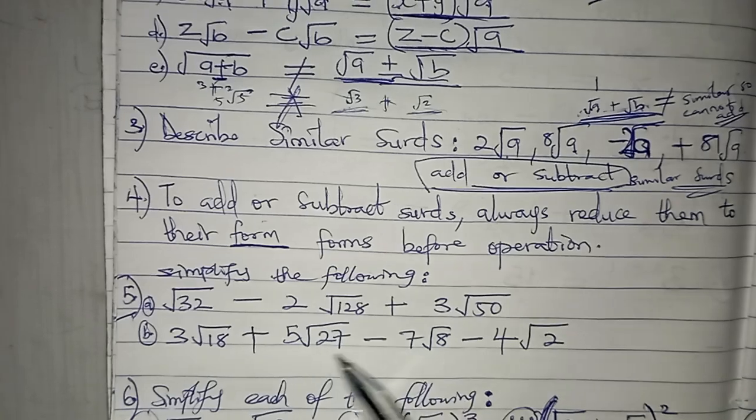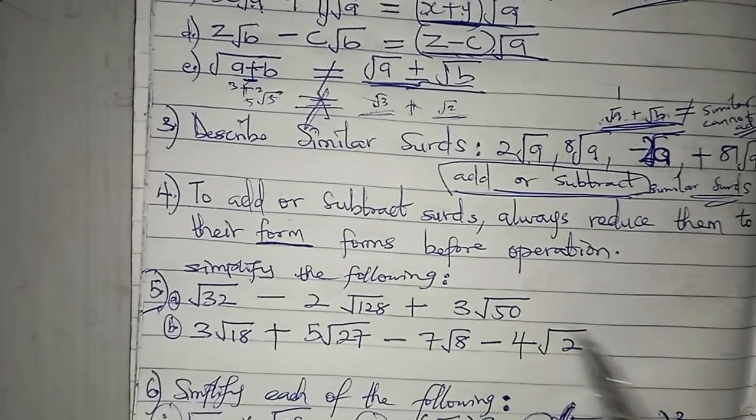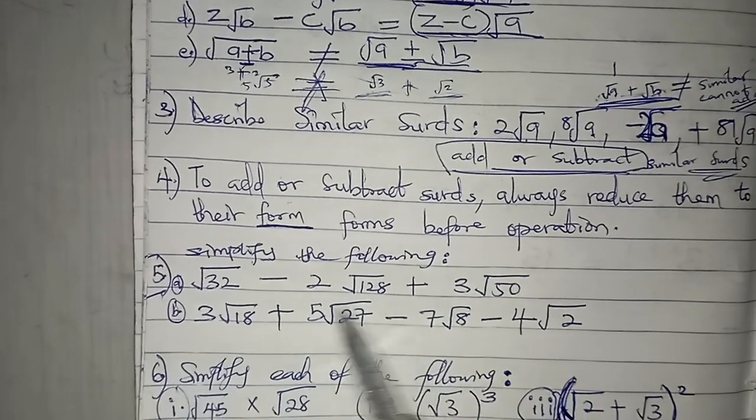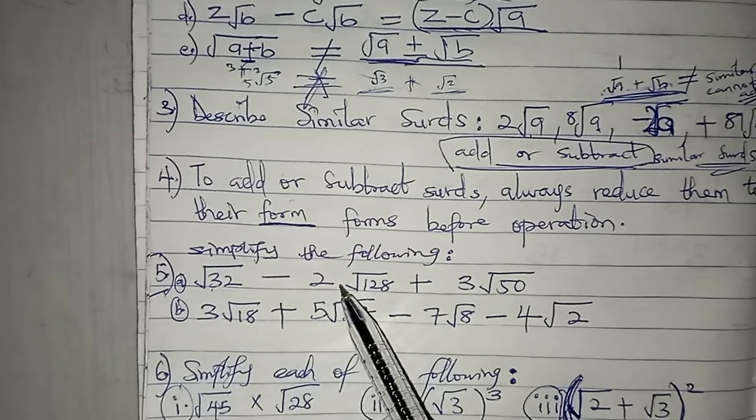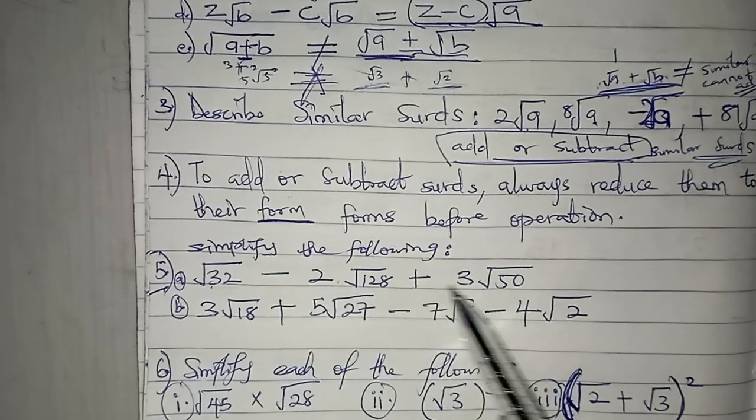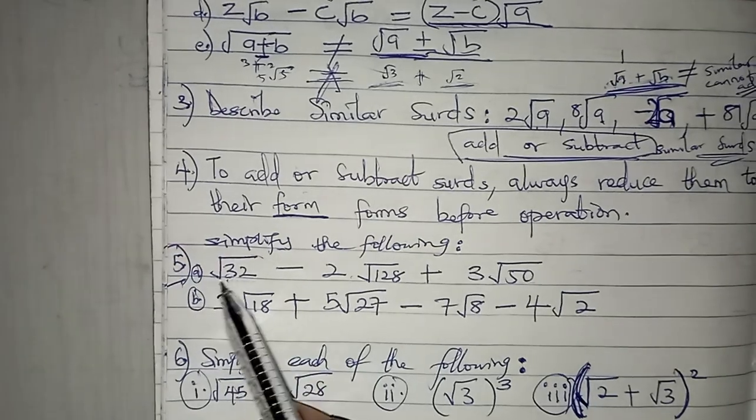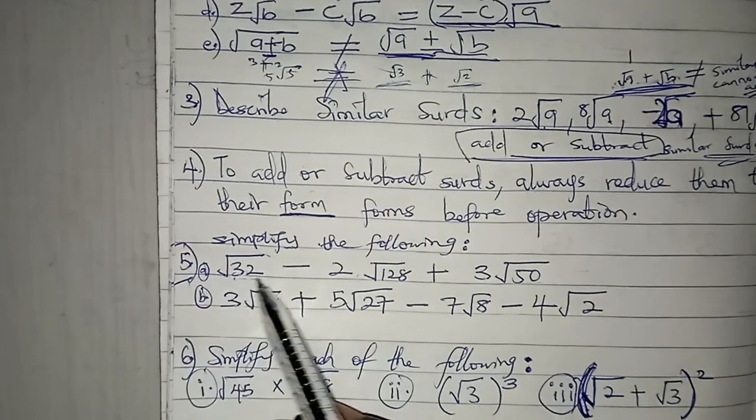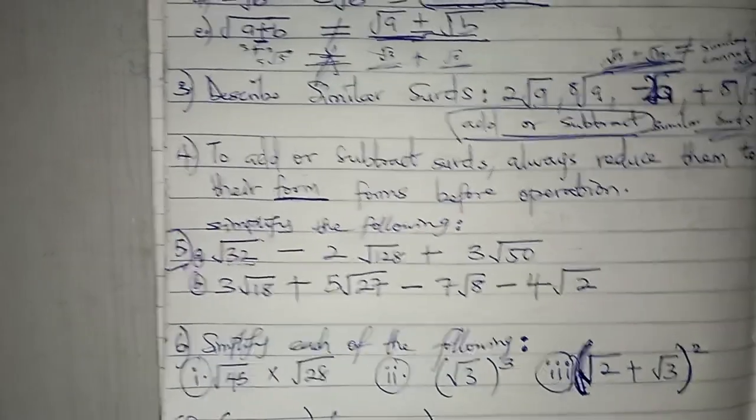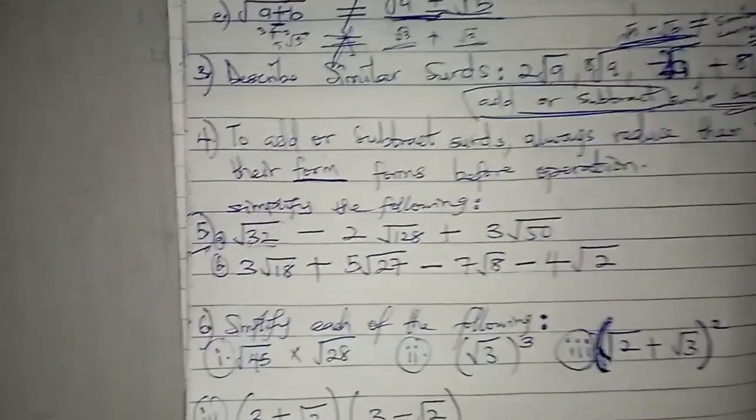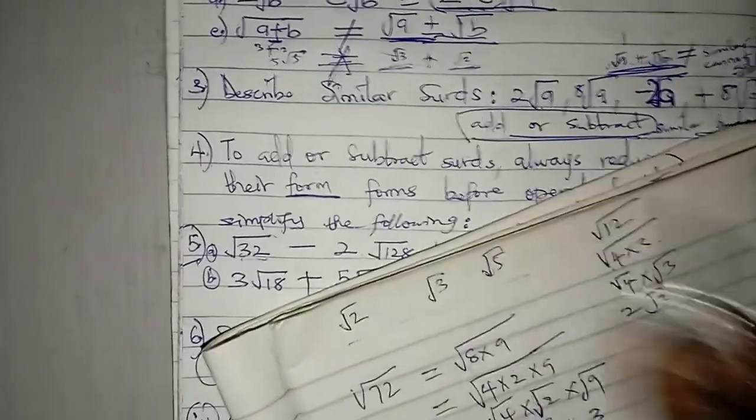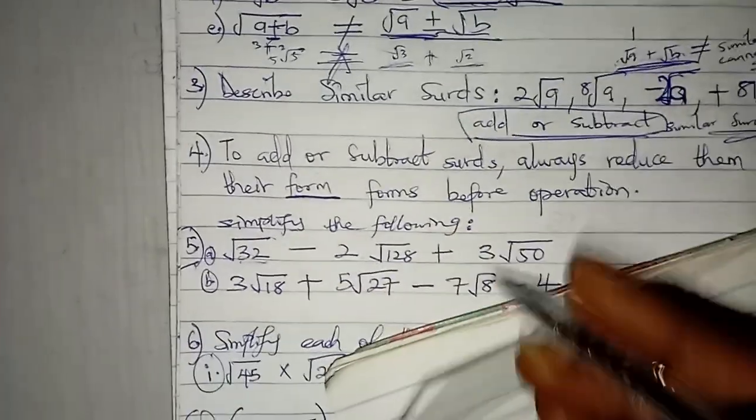You understand? So for example, let's say this: root 32 minus 2 root 128 plus 3 root 50. Before I can subtract or add this, I need to be sure of the things inside this. Any that is a perfect square, I will take it to give me what it really is. So let's try to solve.